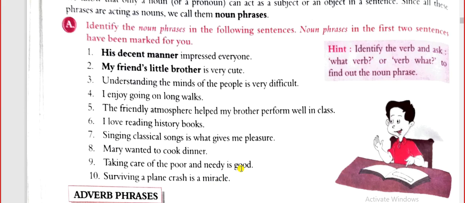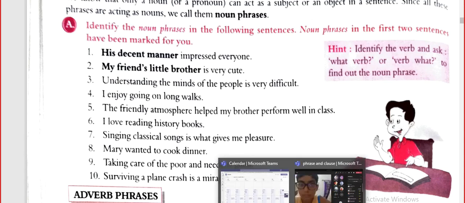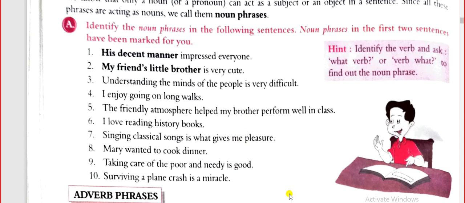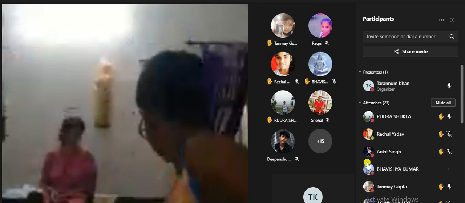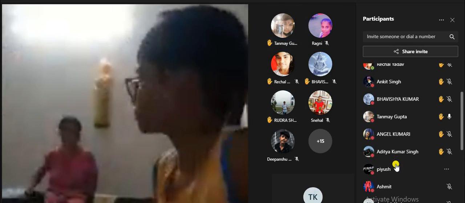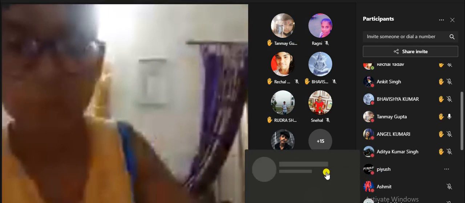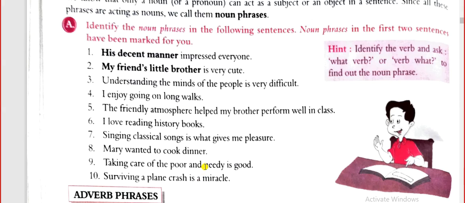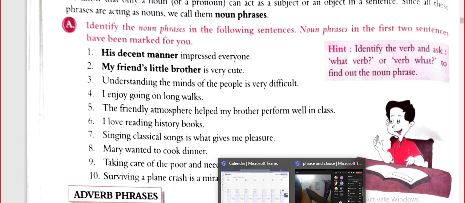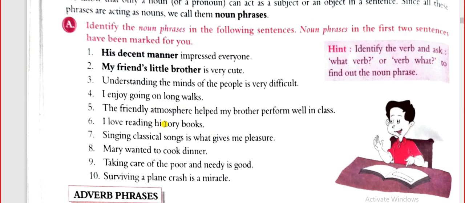समझ में आ गया मतलब आपको? Yes or no? Yes, ma'am. Very good. Now, is there any doubt, Tanmay? No, ma'am. So I should ask some other children also. Okay, Angel, are you here? Yes, ma'am. Then tell me the answer of sixth one. Ma'am, reading history books. Very good. I think everyone has now a very good concept of what is a noun phrase, right?